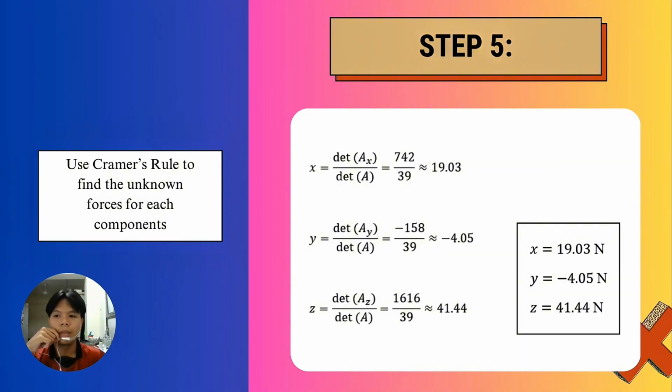Following the same steps, we can calculate the vertical force Y and the cable force Z, which yield negative 4.05 Newton and 41.44 Newton respectively. Note that a negative value is possible as it indicates the direction in which the force is applied.